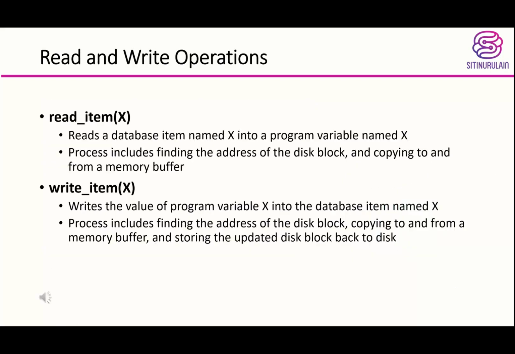Two processes are involved in a transaction. Read item X reads a database item named X into a program variable named X. The process includes finding the address of the disk block, and copying to and from a memory buffer. Write item X writes the value of program variable X into the database item named X. The process includes finding the address of the disk block, copying to and from a memory buffer, and storing the updated disk block back to disk.